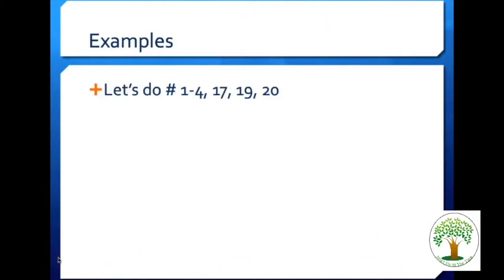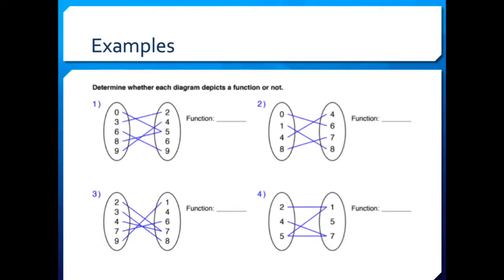All right, we're going to do numbers 1 through 4, 17, 19, and 20. I'm going to bring them up here. Is that on your review? That's a good question, it's on section 2.1. I'm going to go over those, so 1 through 4, 17, 19, and 20.